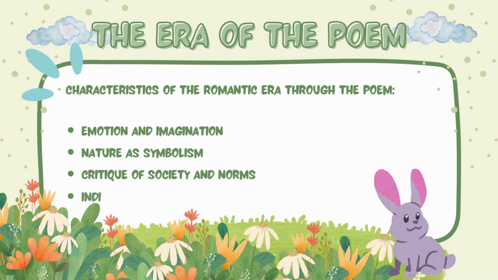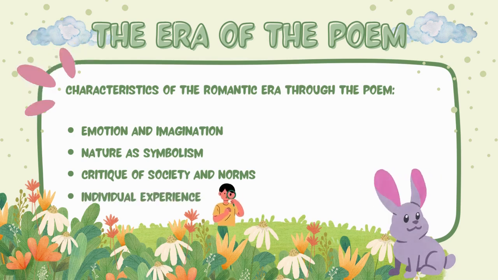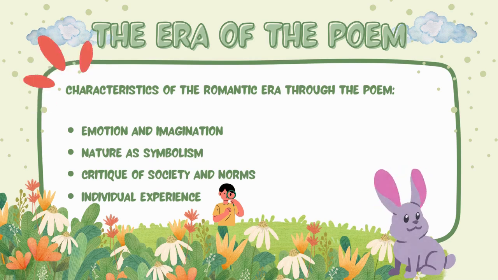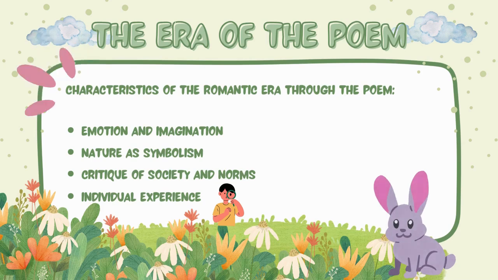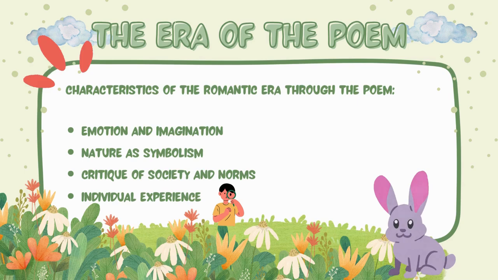And the last, individual experience. Romantic poets also focus on personal experiences. Blake shows how one person's hidden anger can deeply affect their life. The poem emphasizes how emotions are unique to each individual, a key feature of romantic poetry.